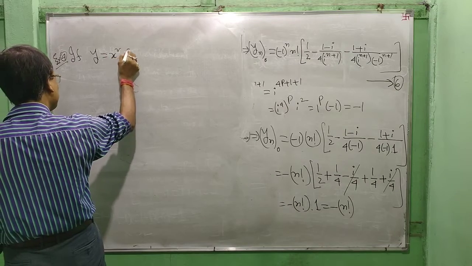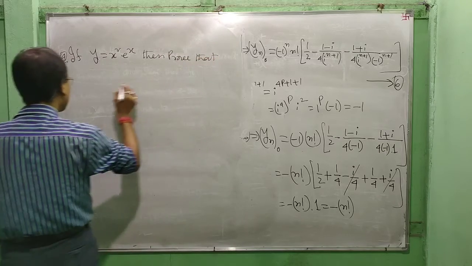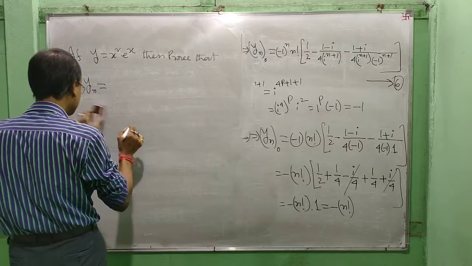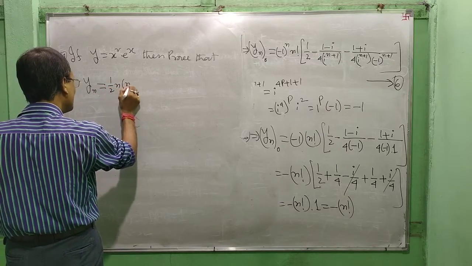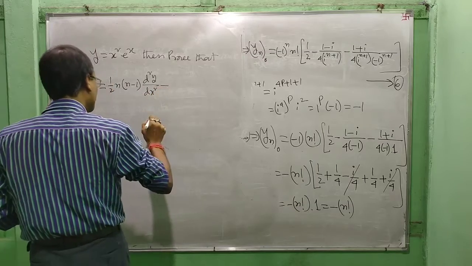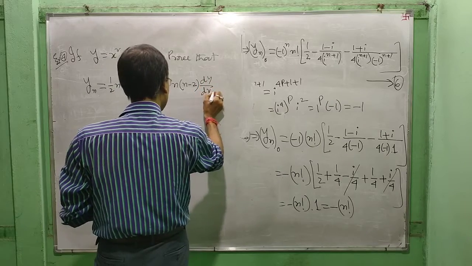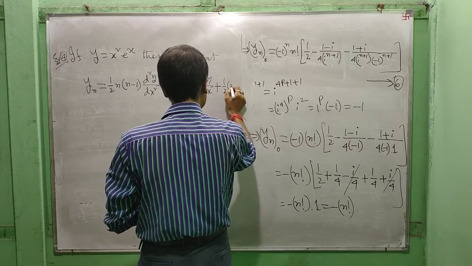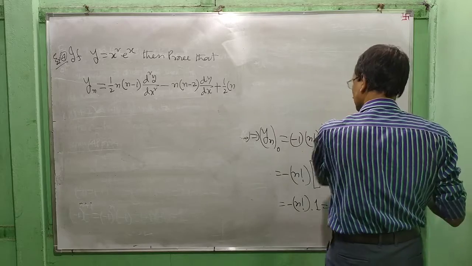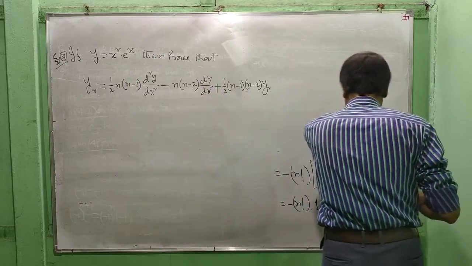If y is equal to x square e to the power x, then prove that y_n is equal to half of n into n minus 1 d2y by dx square, minus n into n minus 2 dy by dx plus 1 by 2 n minus 1 into n minus 2 y. Now we have to show this.